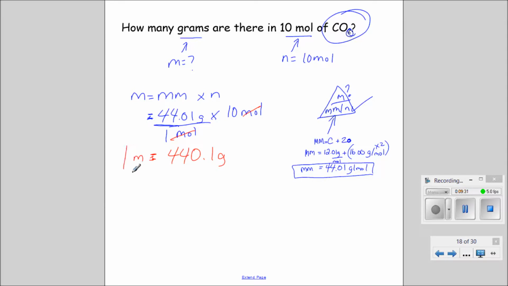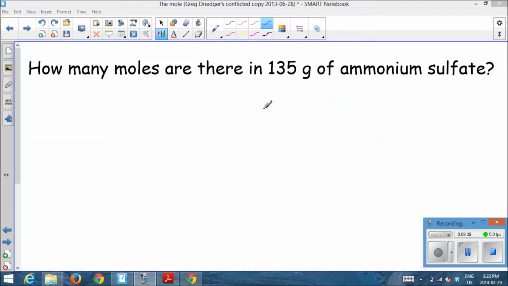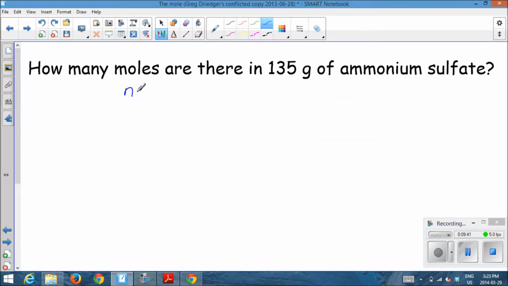So we found my mass just right from my periodic table molar mass multiplied together, to get our answer. Let's do one more very quickly. Okay, our next question is how many moles, N equals question mark, because remember N equals moles, and we want to know how many are there in 135 grams of ammonium sulfate.